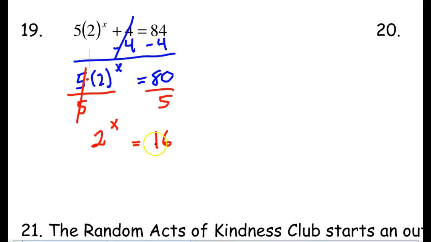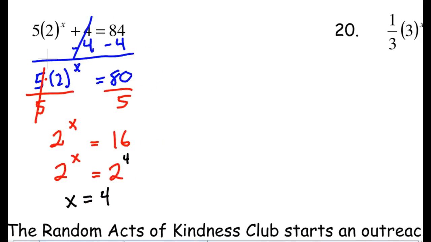And then rewrite these as the same base. So if this is a power of 2, so must this be. So 2 to what power is 16? Right, after a little investigation, you'll figure out it's 4. Bases are the same, so are the exponents, so x equals 4. And we could check these the same way as we did on the other side.